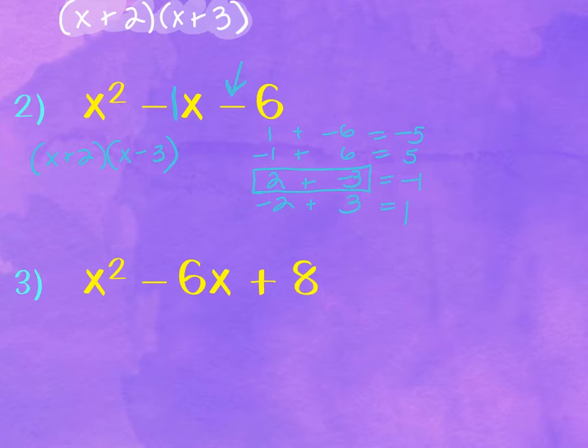Now the rule is, to save us some work, the bigger of the numbers has to match that middle term's sign. So already I could have ruled out this one and this one because the bigger of the numbers was not negative. But if you forget that, just work through all the factors until you find the one that works.